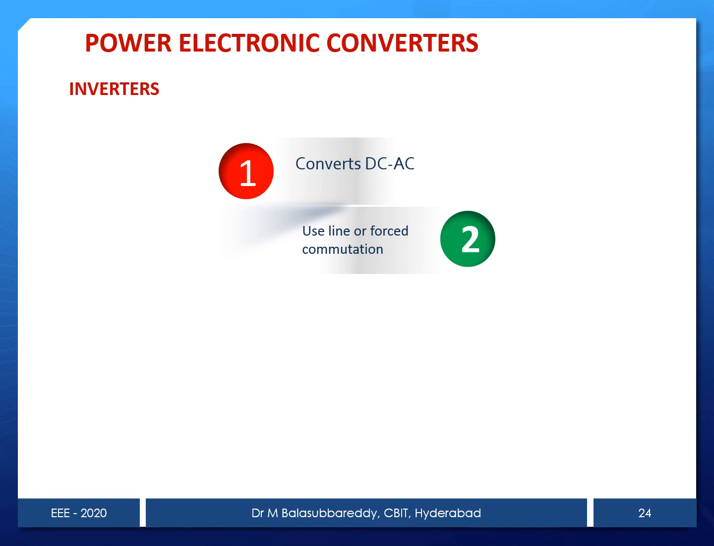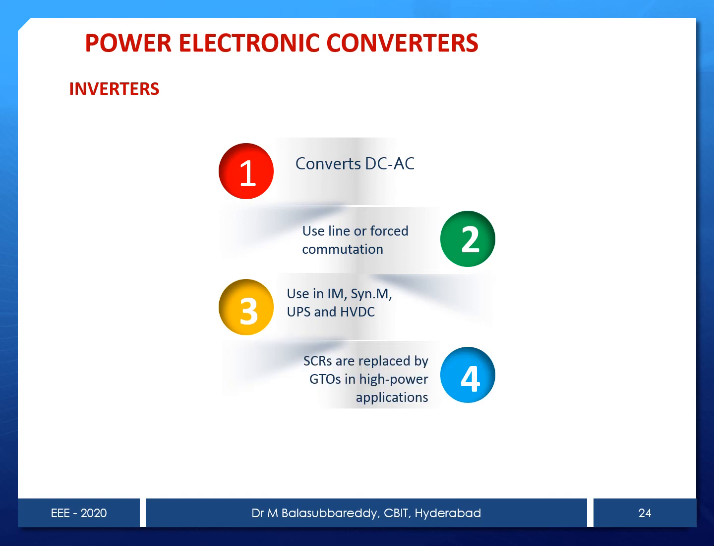Then normal bridge rectifiers and all will use a forced commutation technique. Another use is in induction motor and synchronous motor drives, UPS and HVDC transmission. For this type of application, we can use inverters. SCRs are replaced by gate turn-off devices for high power applications. Still, the turn-off process is complicated if you use an SCR. That's why they preferably use GTOs. Latest devices are there, GTOs and many others, but preferably thyristors won't be used for inverter applications.